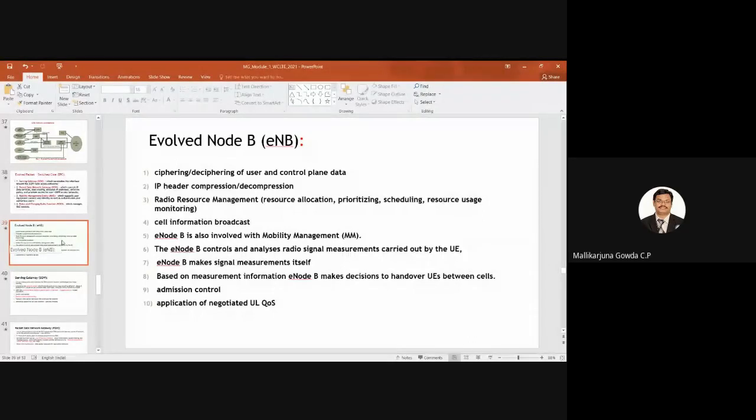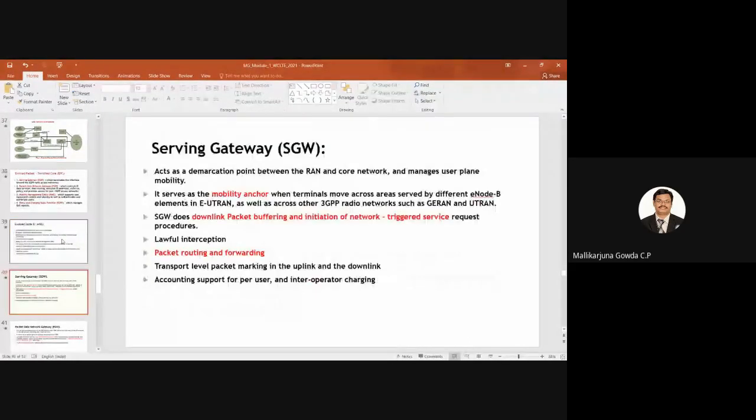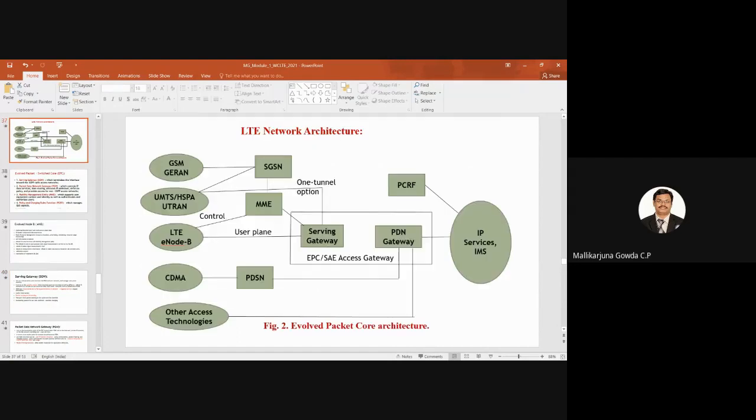Yeah. So the next one is the serving gateway. I said it manages user plane mobility. Basically, it acts as a mobility anchor. What is that, the serving gateway? When terminals move across areas served by different eNBs, I hope you will be able to visualize. For one serving gateway, several eNBs will be connected. Here I have shown only one eNB, so it can be extended to n number of eNBs.